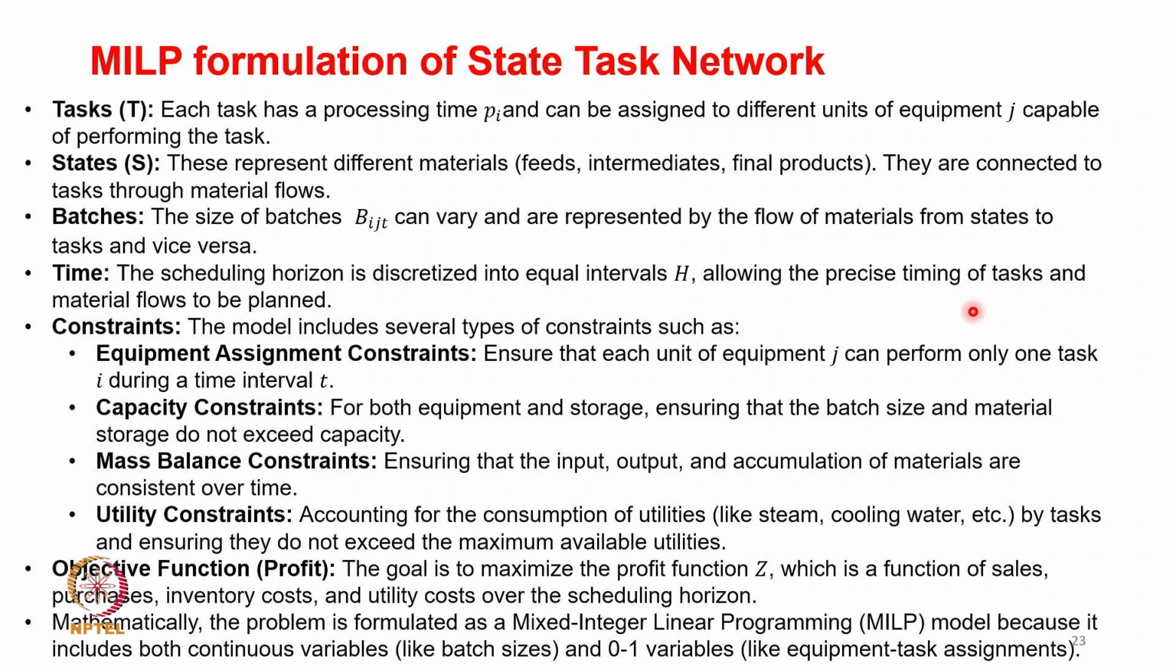So the scheduling horizon would be discretized into certain intervals H, allowing precise timing of tasks, and we have multiple constraints. The first constraint is what we call the equipment assignment constraint, which ensures that each equipment can only perform one task. You can't double up. At the moment only one equipment would be active and it will do its job. And you have capacity constraints in terms of storage, and you have mass balance constraints and utility constraints.